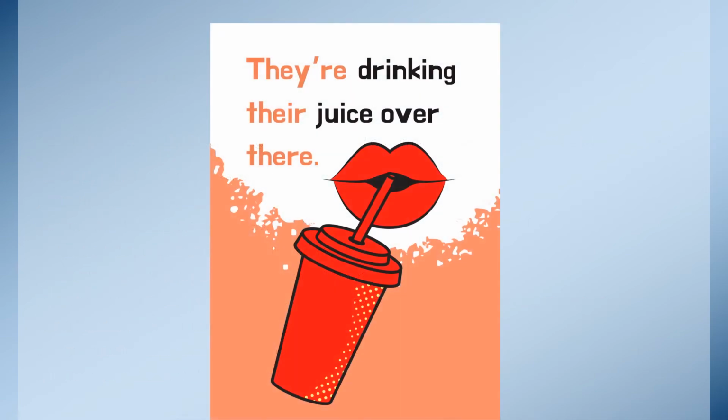I thought this was a cute way to remember there. They're drinking their juice over there. They are drinking their juice. Their is a group. Over there. There is a place or an area. They're drinking their juice over there. Hopefully this will help you remember.